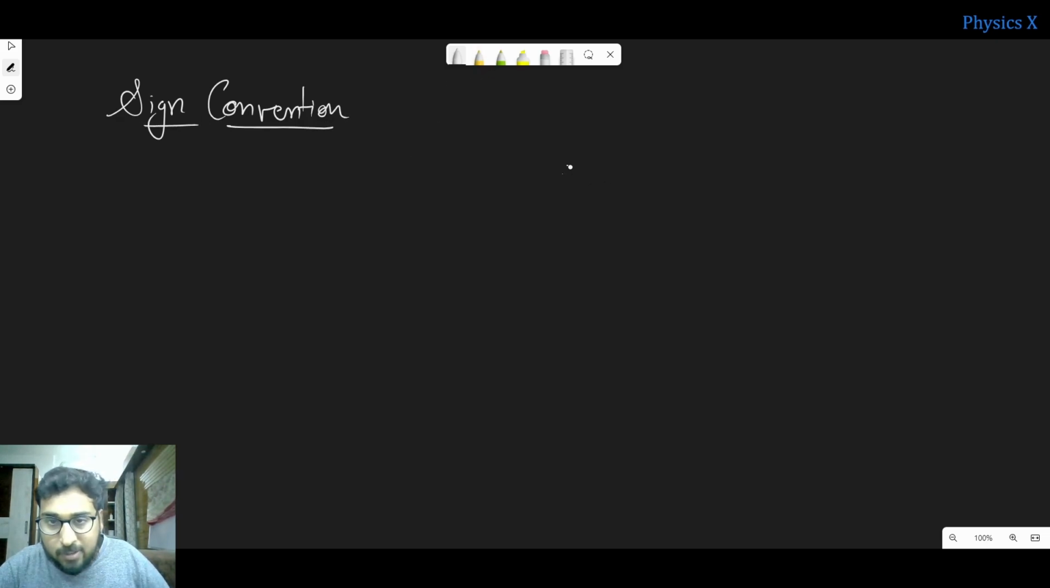For any mirror, let us say I am drawing a mirror here. This is the pole of the mirror. Now you know your Cartesian system, right? In the Cartesian system, there are two axes. This is your x-axis and this is your y-axis. And this is your origin point.